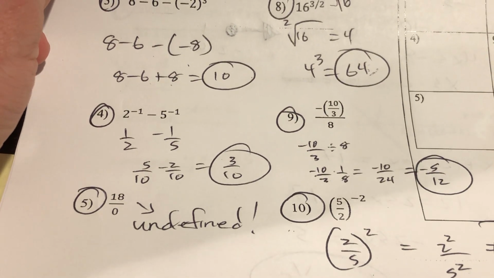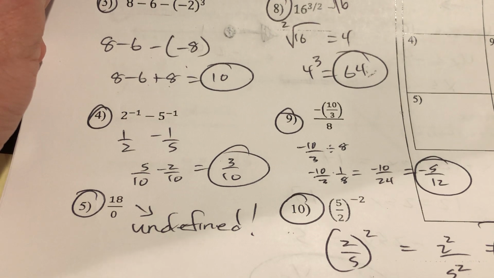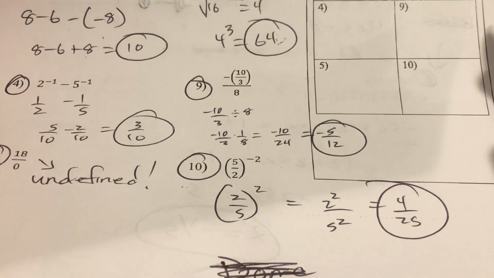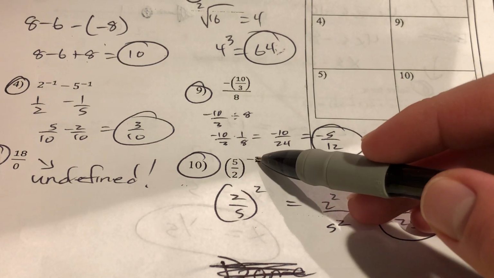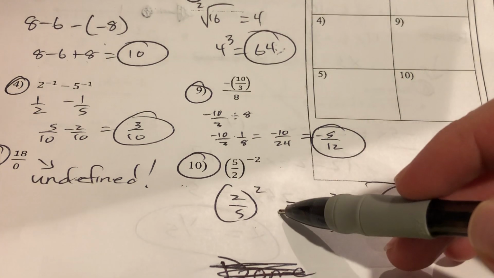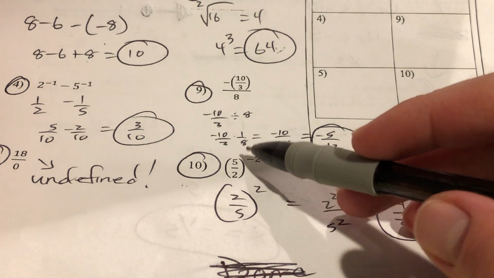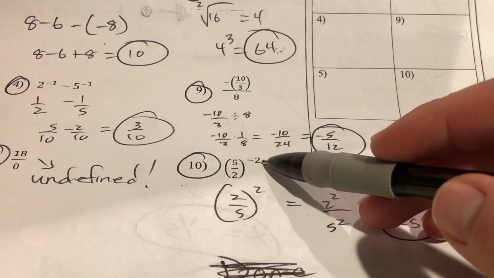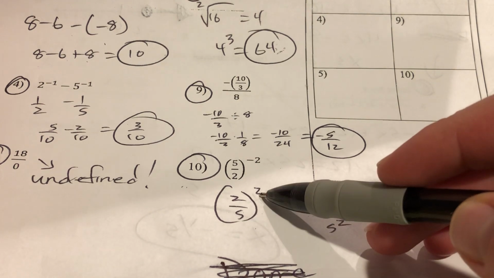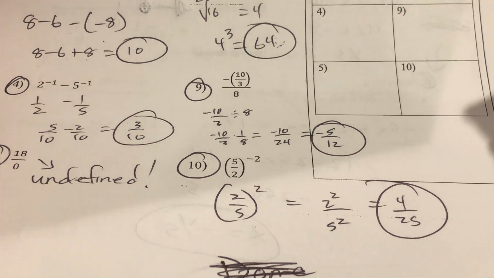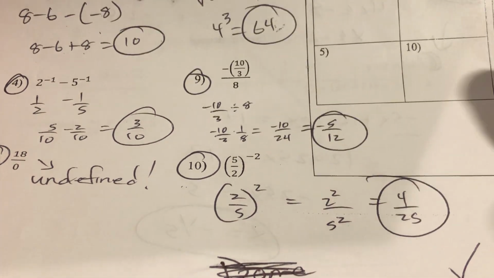Dividing by 0, that's a math no-no, undefined. Don't write 0. So we'll talk about this in Chapter 7. To raise a fraction to a negative power, instead of writing 1 over (5 over 2) to the second, I can just flip the numerator and denominator and raise it to the second power. That is 2 to the second over 5 to the second, which is 4 over 25.